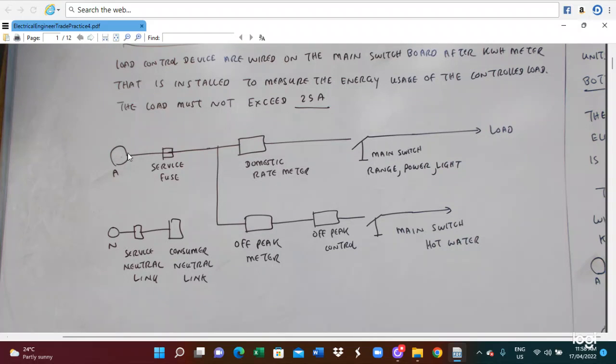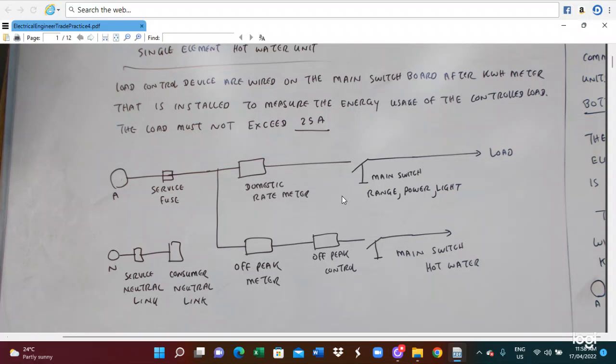So here is the supply point and service fuse. This is the domestic rate meter, and here the main switch is connected to the load. And here it is connected to the off-peak meter, off-peak control system, main switch, and connected to the hot water. Here is the service neutral and consumer neutral link. So this is the arrangement of the single element hot water unit, connected to the domestic rate and main switch, and also the off-peak meter, off-peak control and main switch system.